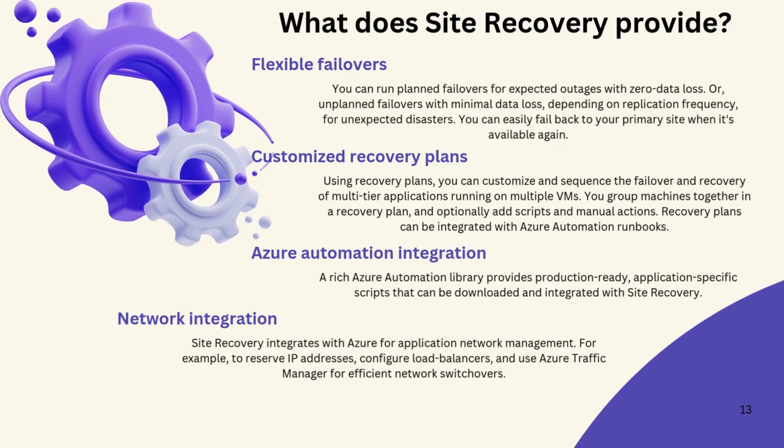Customized recovery plans. Using recovery plans, you can customize and sequence the failover and recovery of multi-tier applications running on multiple VMs. You group machines together in a recovery plan and optionally add scripts and manual actions. Recovery plans can be integrated with Azure Automation runbooks. Azure Automation integration: a rich Azure Automation library provides production-ready, application-specific scripts that can be downloaded and integrated with Site Recovery. Network integration: Site Recovery integrates with Azure for application network management, for example reserved IP addresses, a configurable load balancer, and Azure Traffic Manager for efficient network switchovers.